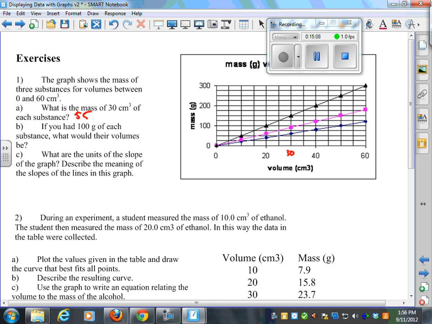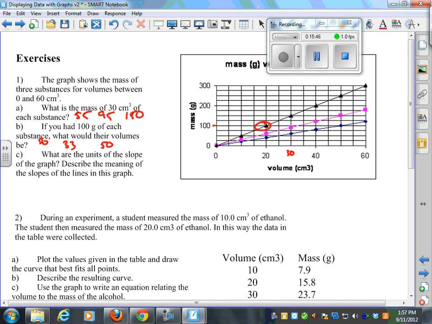The next one would be about 95. And the next one looks like it's 150, right? Can you read a graph? If you had 100 grams of each one, what would their volumes be? So here now you go across, right? 100 would be 20, and then it looks like about 33 or so. And then the next one would be 50, right? 20, yeah. Okay, those are easy.